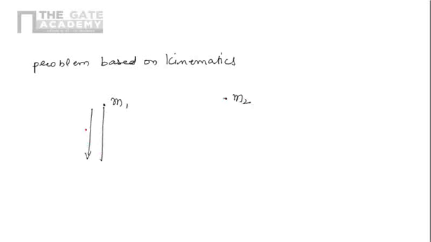Second problem based on kinematics. I am just drawing the problem. Here we have two masses m1 and m2, and these two masses are dropped from different heights h1 and h2. We have to find out the ratio of T1 and T2.